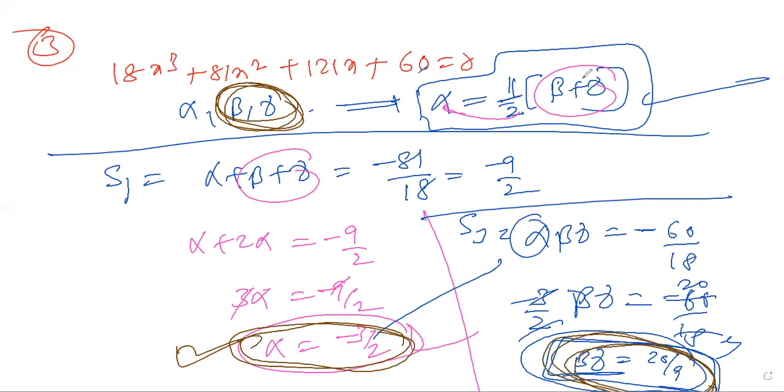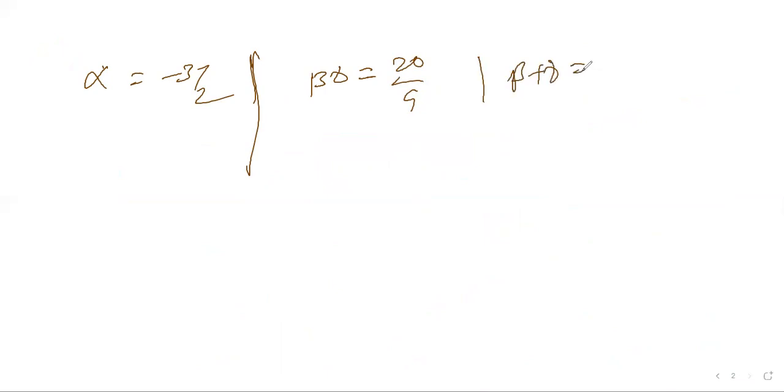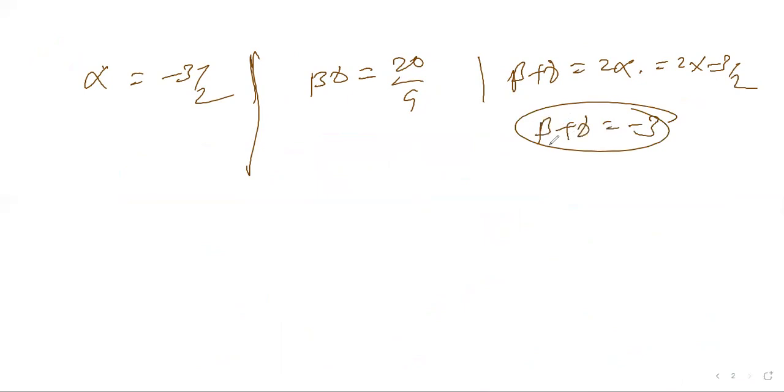Now you got the beta gamma product. The summation, beta plus gamma, is equal to 2 alpha. Once again, I'll write it down. What is the alpha value? Minus 3 by 2. What is the beta gamma product? 20 by 9. What is beta plus gamma? 2 alpha, so 2 into alpha is minus 3. Beta plus gamma is minus 3 and beta into gamma is 20 by 9.